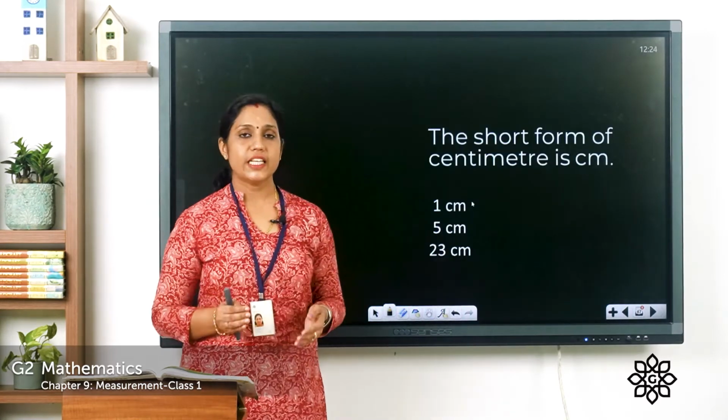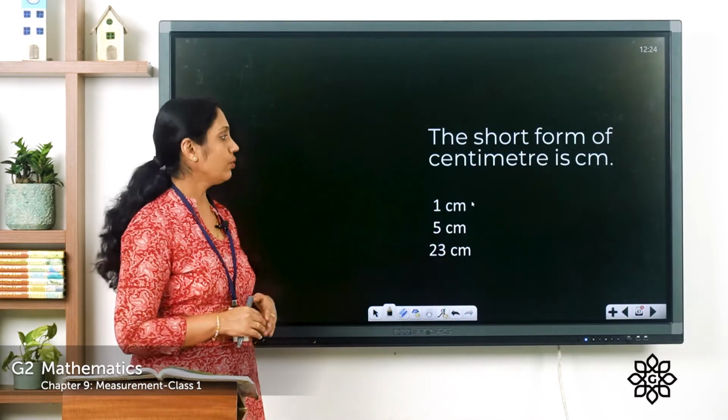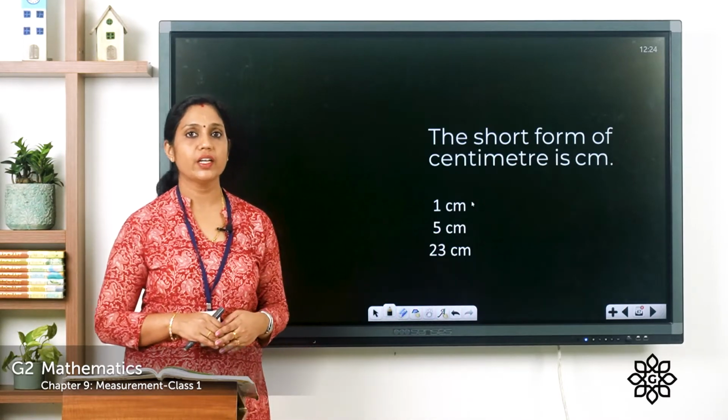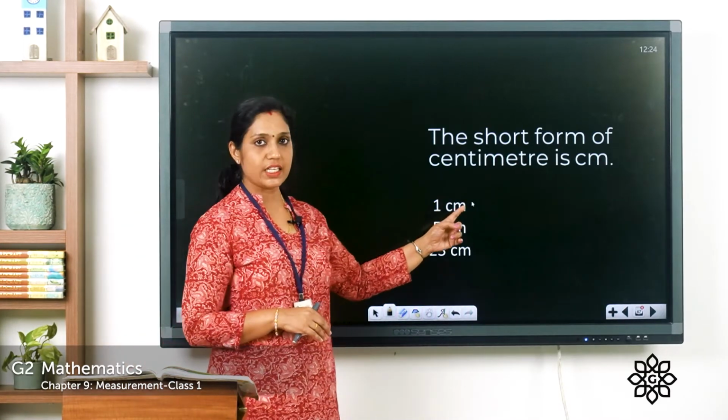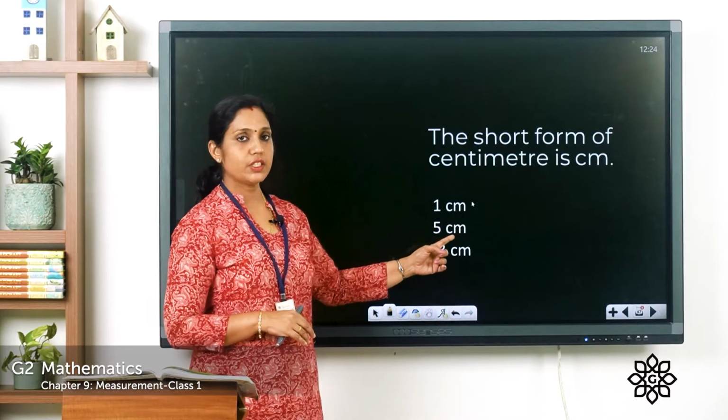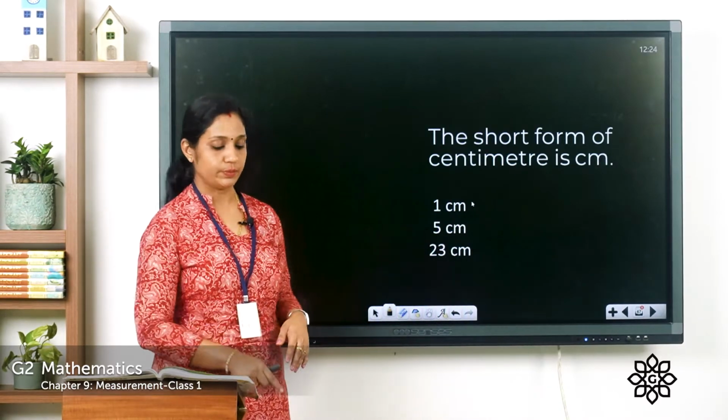The short form of centimeter is cm. So if it is written like this, how can you read it? You can read it as 1 centimeter, 5 centimeter, 23 centimeter.